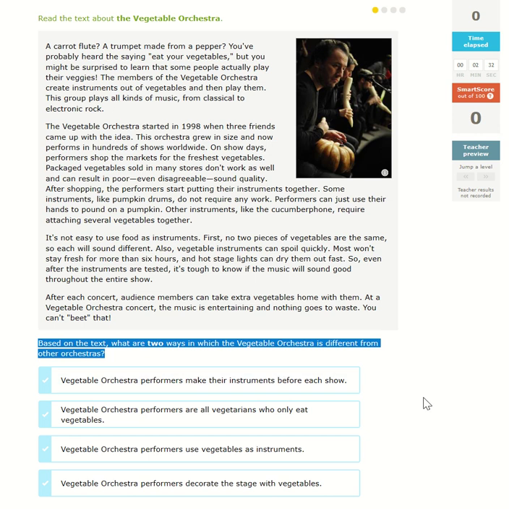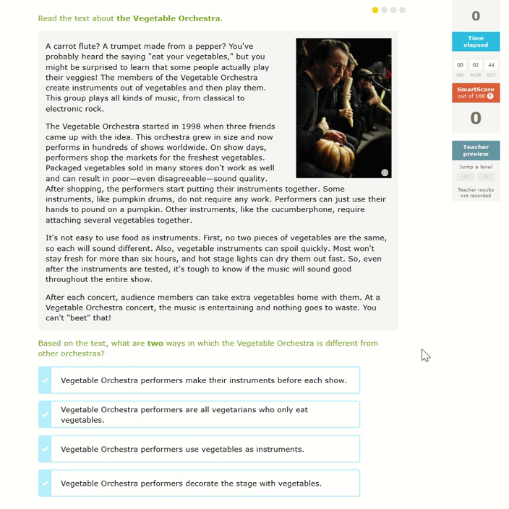The question says based on the text, so that means our answer is coming from the text. What are two ways in which the vegetable orchestra is different from other orchestras? So that means that when I'm reading this, if I hear anything that is kind of comparing and contrasting two different things, then I know that that's probably the section that I'm going to get my answer from. So that also means because this says two ways that we are going to actually click on two answers.